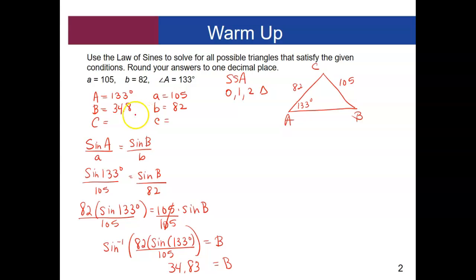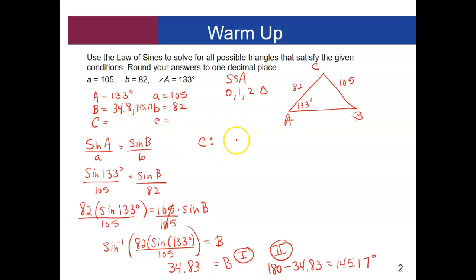Okay, so this is our first quadrant angle, so we need to check on the second quadrant angle. So 180 minus 34.83. If I put that in, I'm going to get 145.17 degrees. So my angles for angle B are either 34.8 or 145.17.